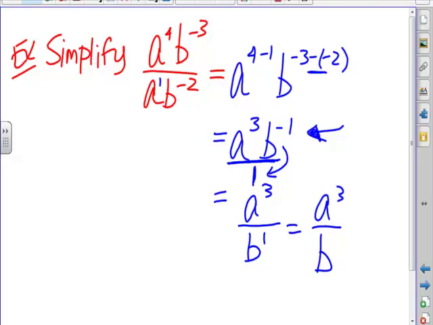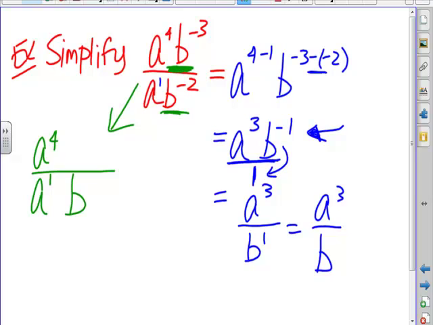Now, another way to think about this problem is that a to the fourth is all set as it is. A on the bottom, I'll put a little 1 there just to remind you, is all set as it is. If I want to do something right off the bat to get rid of those negative exponents, I can say I'm going to take this b to the negative 3 and ship it downstairs. I'm going to take that b to the negative 2 and ship it upstairs.